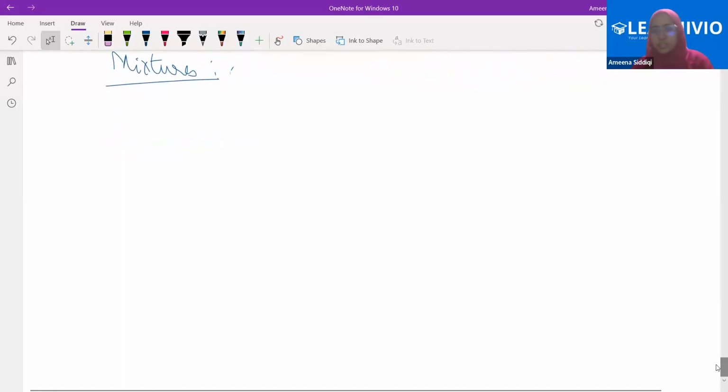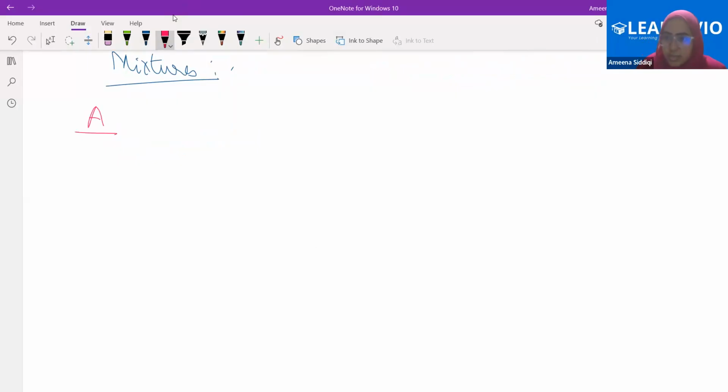Okay, fine. So mixtures. Now see, beta, let's try to understand. This is a substance, which means it's a singular form of pure matter. Again, this is a substance. A and B, both of them are substances. Now what happens if I mix them?